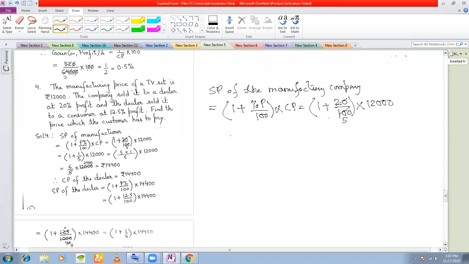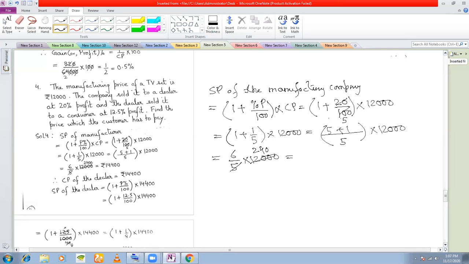So this will cancel 5 times, and this is 1 plus 1 by 5 into 12,000 rupees. Now you take the LCM, 5 plus 1 into 12,000. So you get 6 by 5 into 12,000, and then you can cancel this. 5 twos are 10, 5 fours are 20, so 2400, and 2400 into 6 is 14,400. So this is the cost at which the shopkeeper, or dealer, is buying it.